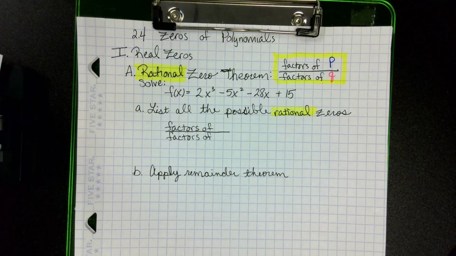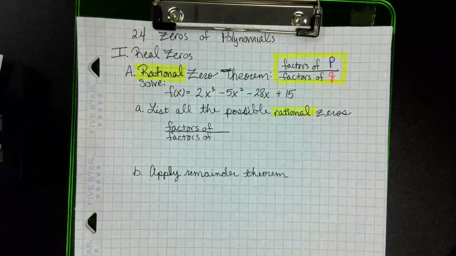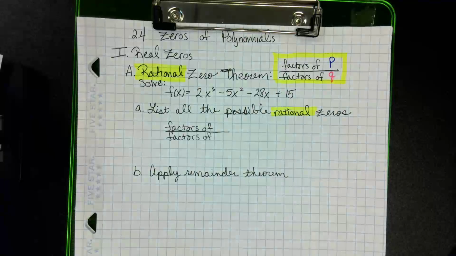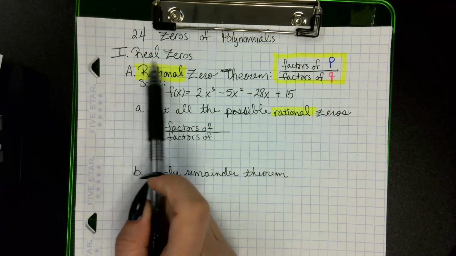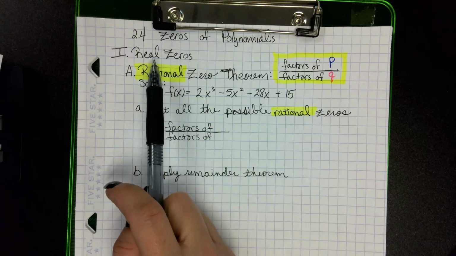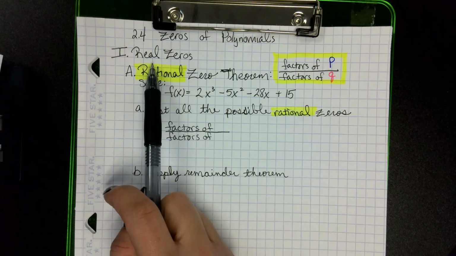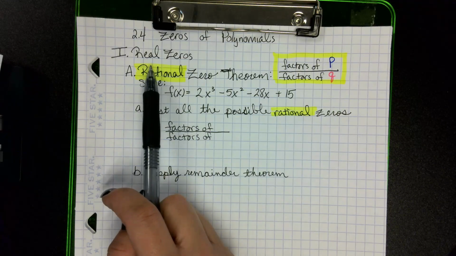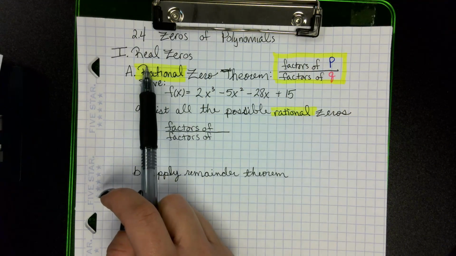All right, so we have notes 2.4, chapter 2, section 4. We're talking about zeros of polynomials. And then the heading here is real zeros, which, if you remember, I don't remember if it was 2.1 or 2.2, we talked about possible real zeros, and you can figure out the number of possible real zeros by looking at the degree of the polynomial.